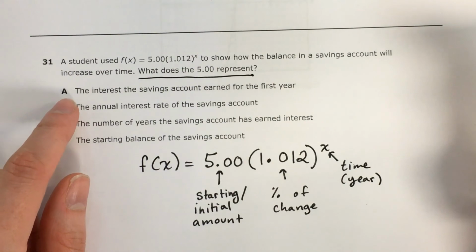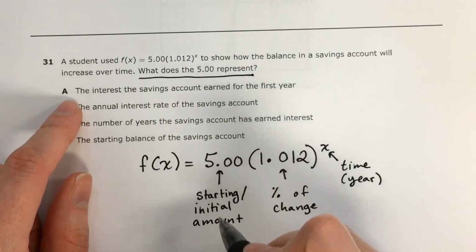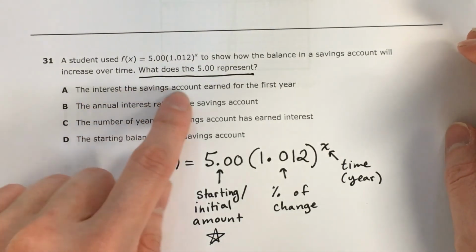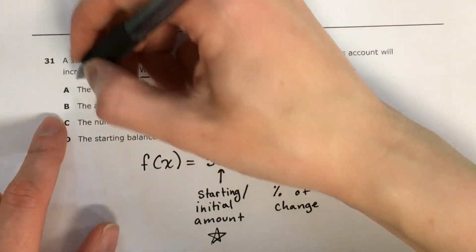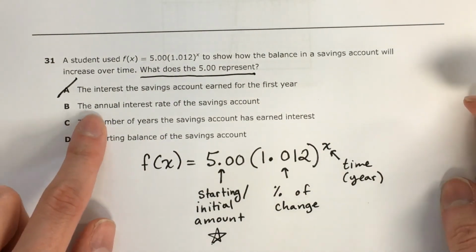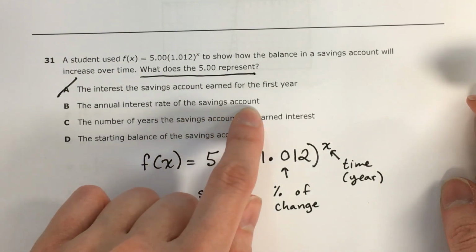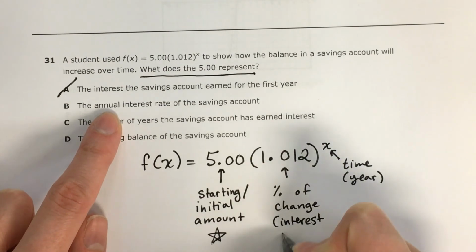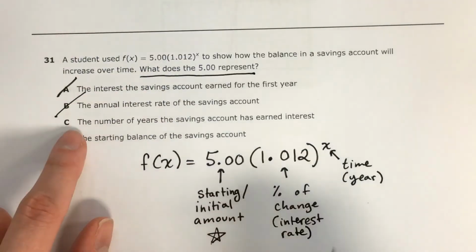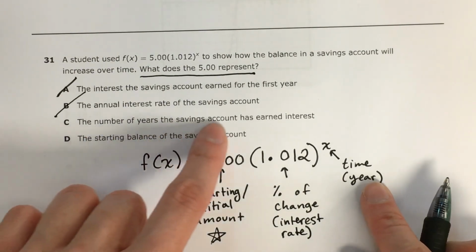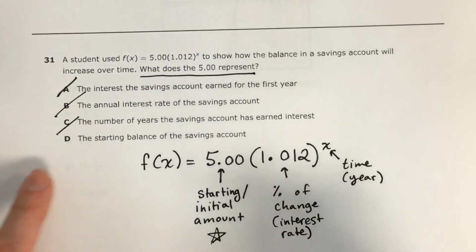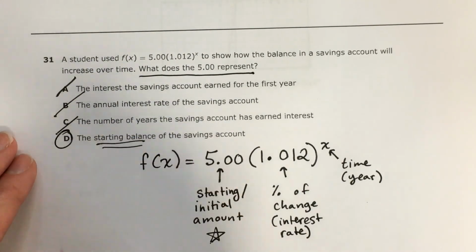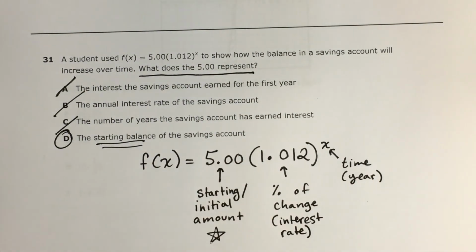Okay. A. Oh, they want to know what is 5. Well, for 5, we're looking for starting or initial amount. So A, the interest the savings account earned for the first year. Okay, that's false. B, the annual interest rate of the savings account. No, this is actually this, the interest rate. C, the number of years the savings account has earned interest. Nope. D, the starting balance. Yep, 5 is the starting balance. D. So you're just going to kind of have to memorize how that works.